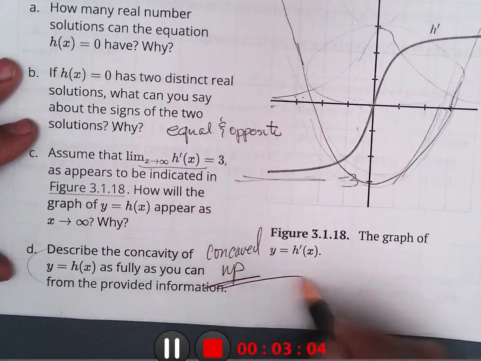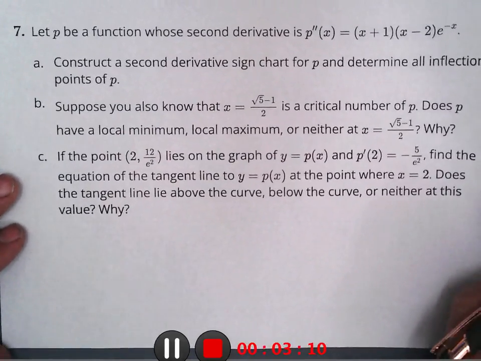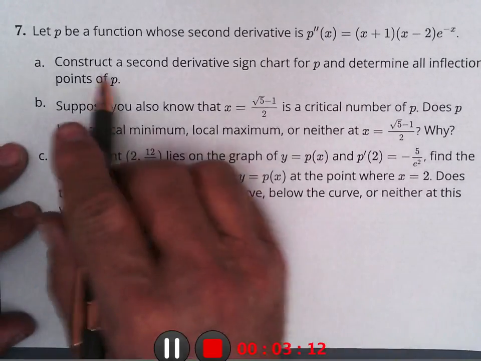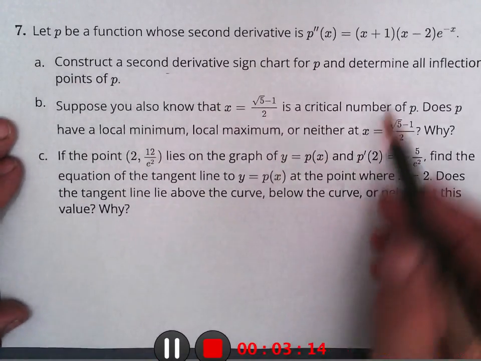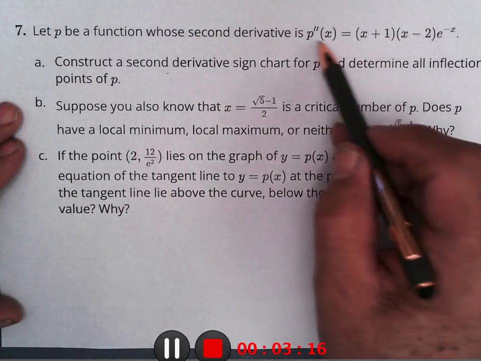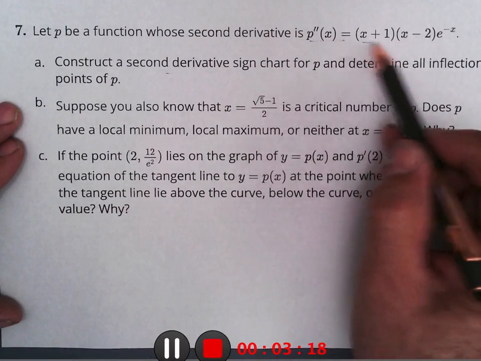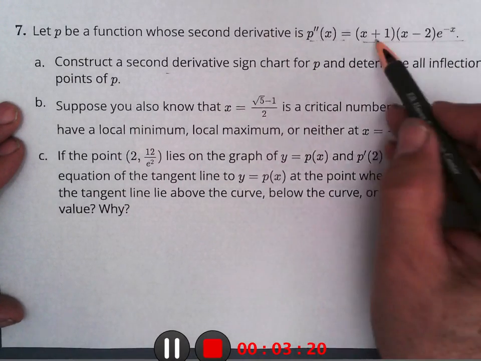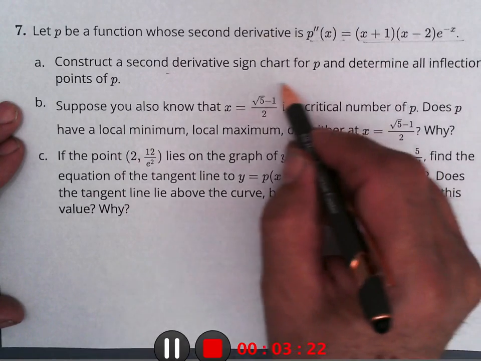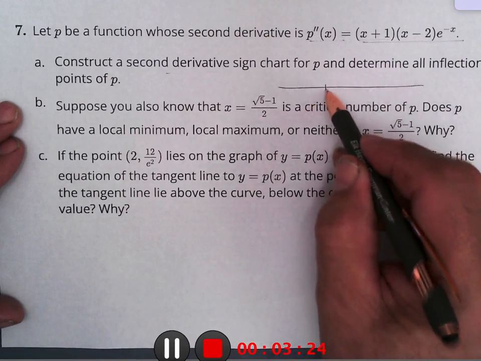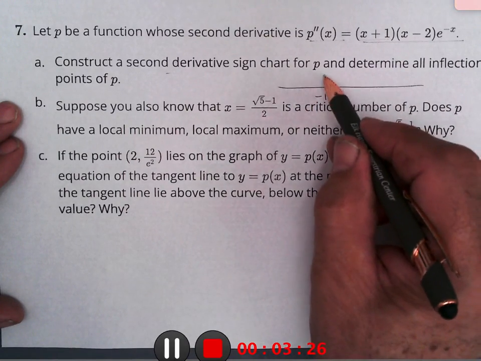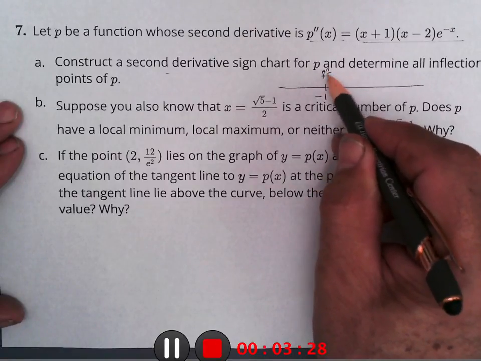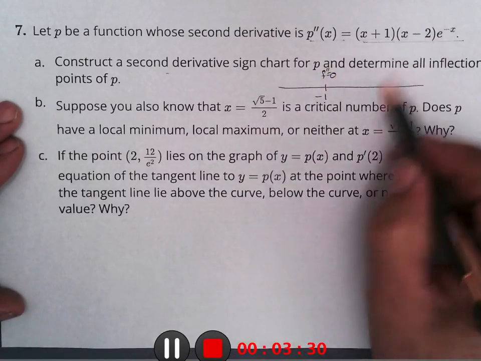Okay? 7. Construct the second derivative sign chart. Well, if the second derivative is this, it's 0 at -1, and it's 0 at 2.